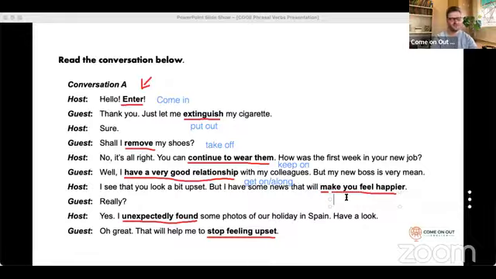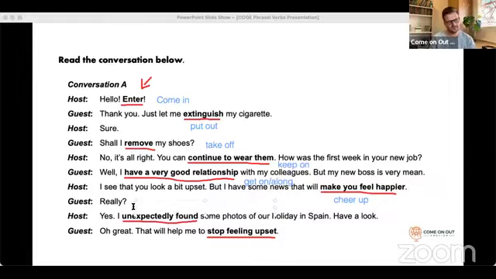Okay, so the phrasal verb here is cheer up. Cheer up. I have some news that will cheer you up. That means to make you feel happier. All right. Now, the next one is a little bit hard. This one is not easy.